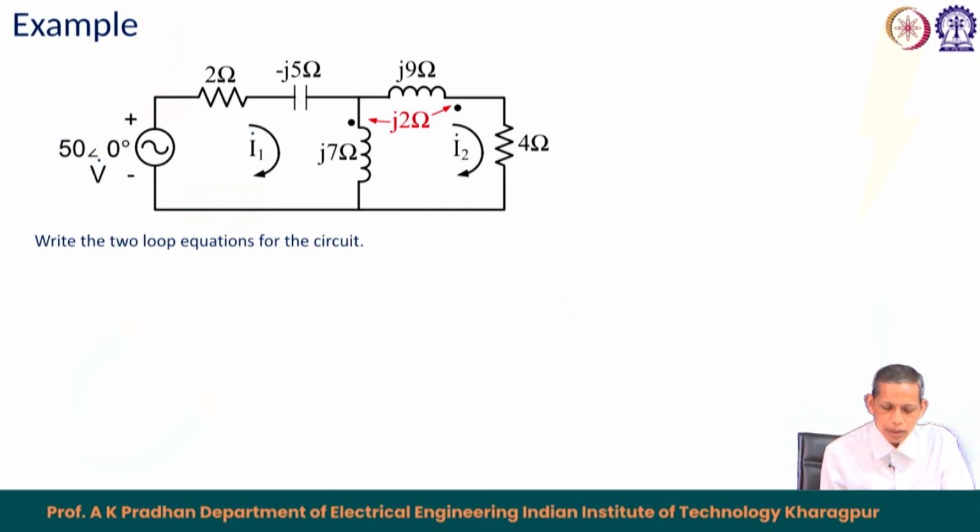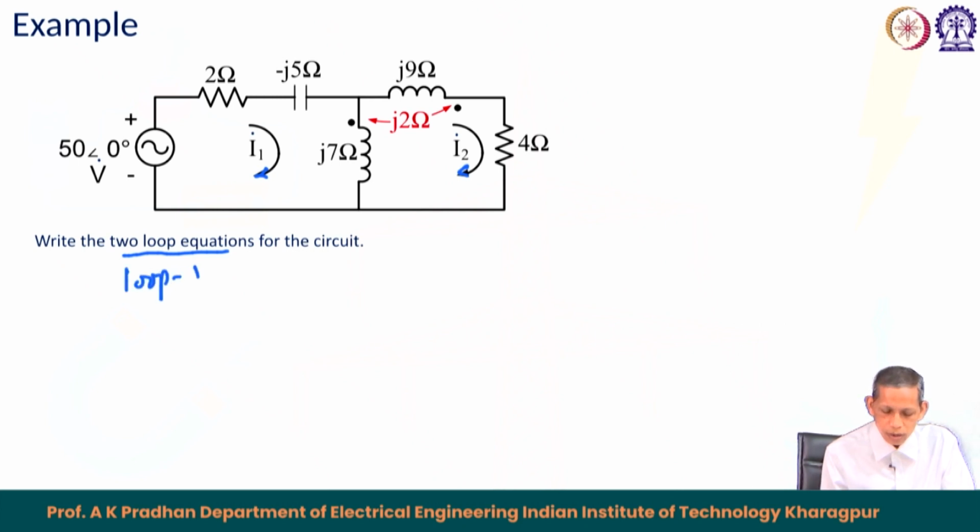So, let us have a circuit like this which has a 50 volt source, 2 ohm resistance and capacitive reactance of minus j 5 and an inductor of j 7 ohm and another inductor with a coupled thing having j 9 ohm and then a fourth one is having a resistance of 4 ohm. Now, in this case we have two loops having currents of I 1 and I 2 clockwise as shown. Now, we need to write, as learned from the earlier study, the loop equations for the two loops, loop 1 and loop 2.